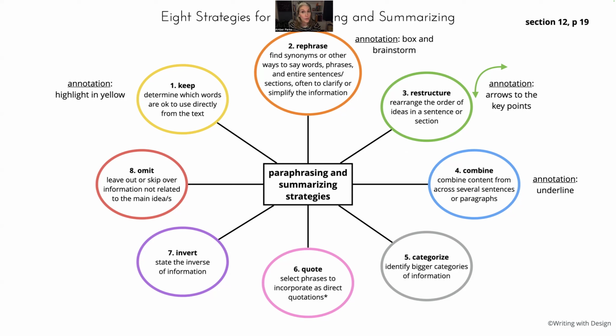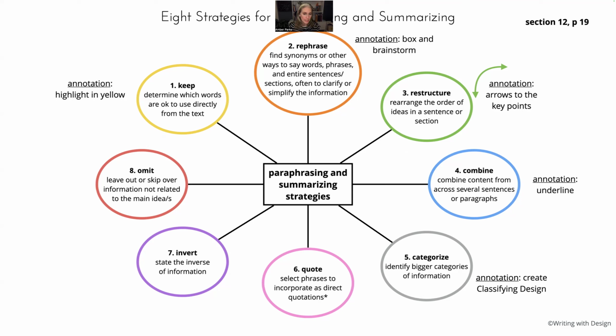To combine, we underline in blue. So pretty simple, but we look for all of our blue underlines that go together to create a new combined content that we would write. Categorize is number 5, and we use a classifying design for this. We put the details or the examples, and then we think about what category they all belong to. Number 6 is one of my favorites, but this is one that only belongs for paraphrasing, and that is to select phrases to incorporate as direct quotations. We never have direct quotations in summaries.